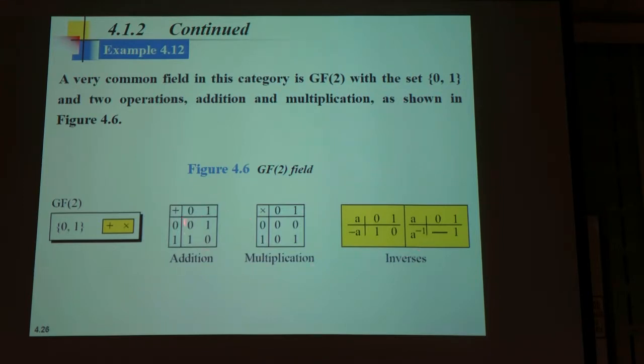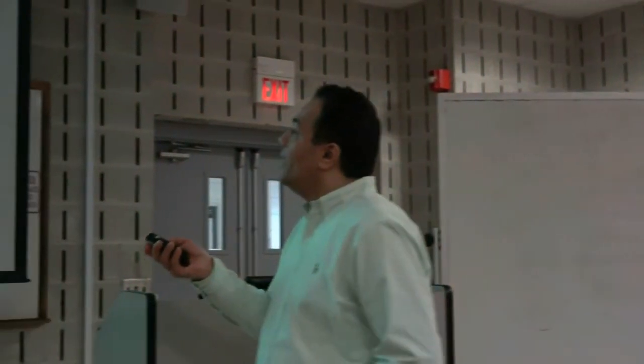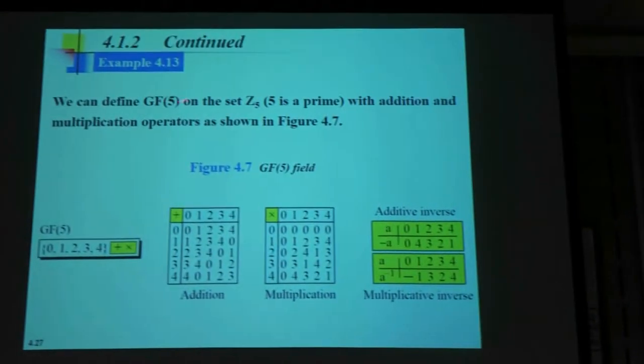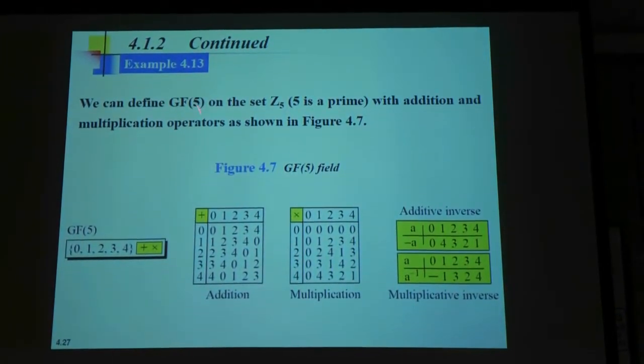But for additive inverse, 0 has 1 and 1 has 0. What is the multiplicative inverse for 1? 1. What is the multiplicative inverse for 0? None. So did we satisfy all the conditions for a field? Yes. So we can define... How much time do I have? 15 minutes? Okay.